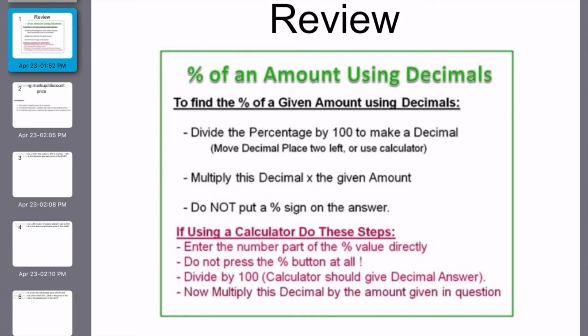So, before we jump into that, I want to review really quickly how we can use a percent as a decimal because that's going to be one of the easiest things that we can do when we're trying to work on finding percent discounts or markups or anything like that. So the first thing that we need to do is we need to divide our percentage by 100 in order to make it a decimal. So you can do this by moving the decimal 2 times to the left or anything like that. Then you multiply that decimal by the given amount, and then at the end, you don't put a percentage sign next to that answer. Okay, pretty straightforward, just like this lesson's going to be. So let's get into it.